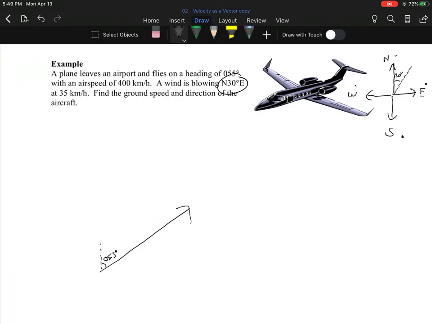So this wind is sort of in there. It's 30 degrees towards east. It started at north, but then it headed this way, 30 degrees east. So when I draw it on my diagram here, I've got to add on this wind. So there's the velocity of the plane, but then the velocity of the wind will be something like this.